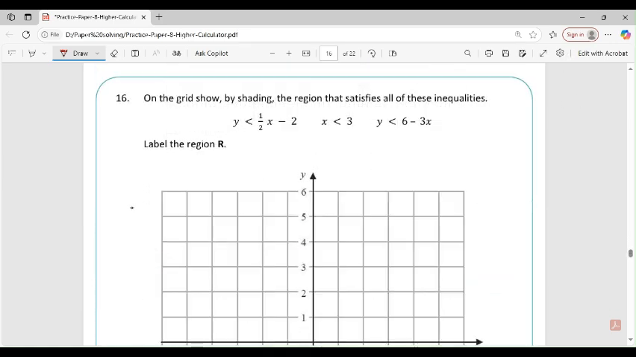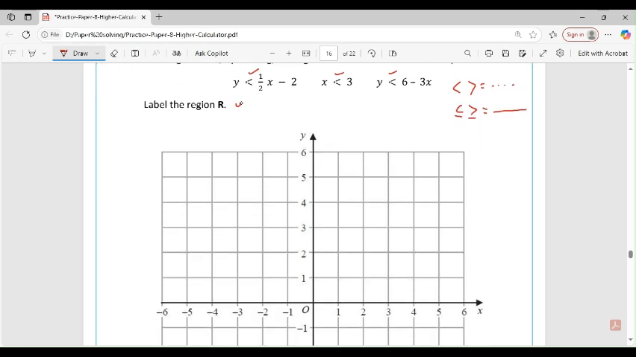As you can see, in question number 16, it says on the grid, show by shading the regions that satisfy all of these inequalities. Before we start the question, you must know very well that greater than and less than are always a dashed line, and less than or equal to and greater than or equal to are always a solid line. So all of them are less than, and less than. So we'll be using dashed lines.